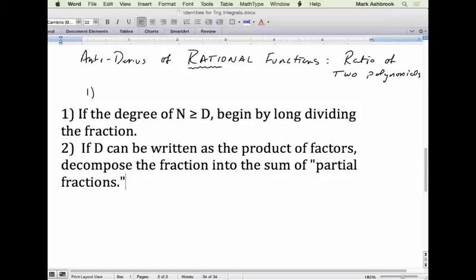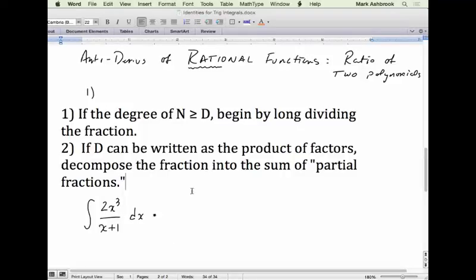Okay? So, for example, integral 2x cubed. So this is what a rational function looks like. It's the ratio, or a fraction, of two polynomials. So we look: is the degree of the numerator bigger than or equal to the degree of the denominator? Yes. So we have to long divide.